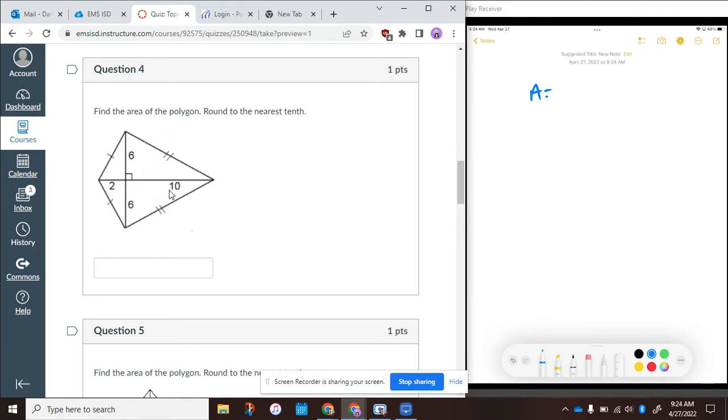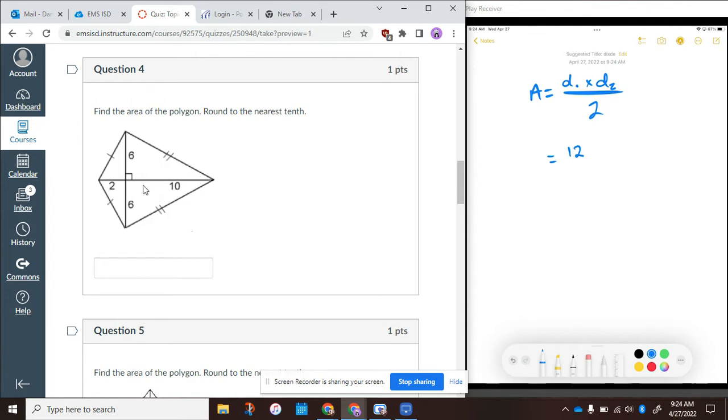On a kite, your area is equal to diagonal 1 times diagonal 2 divided by 2. Okay, that's all we're doing: take those diagonals, multiply them together, and cut it in half. So I'm looking at this vertical diagonal in the picture is 6 plus 6. So our diagonal 1 is going to be 12.